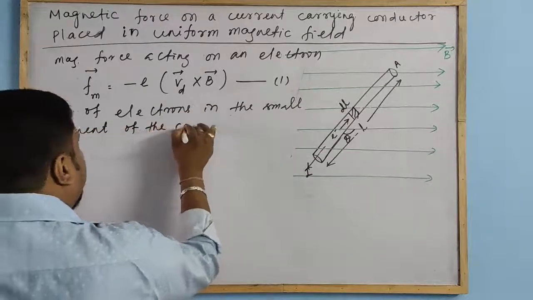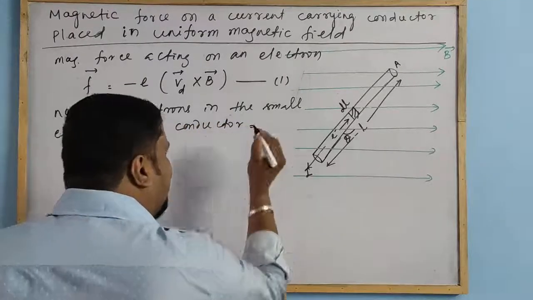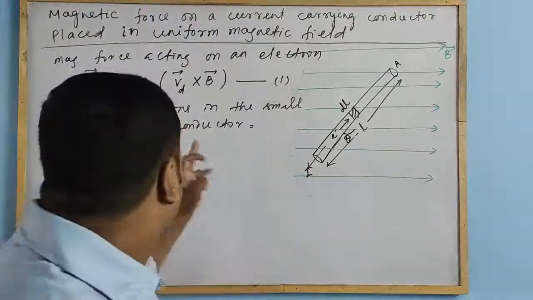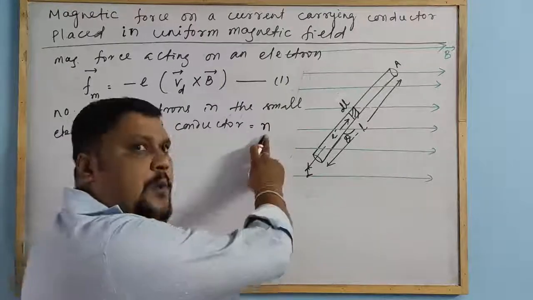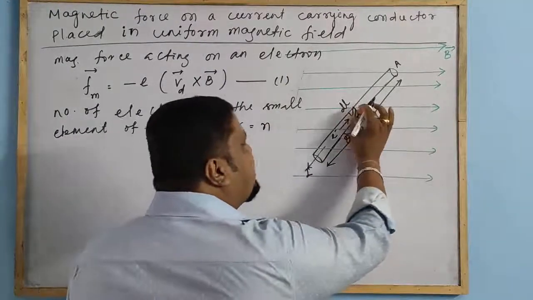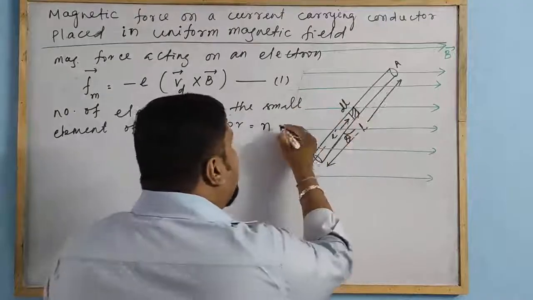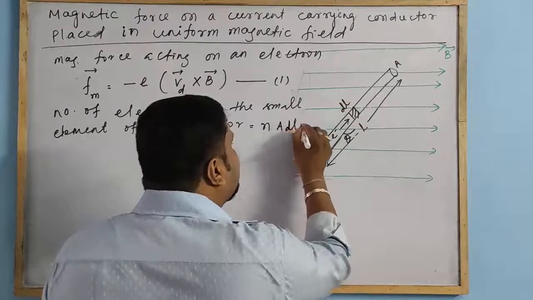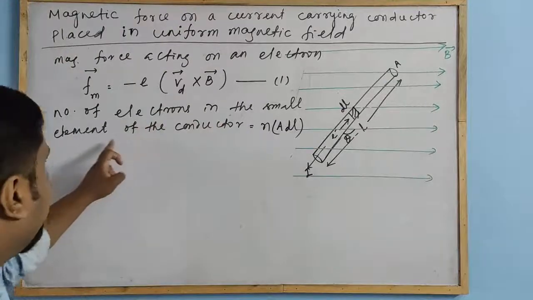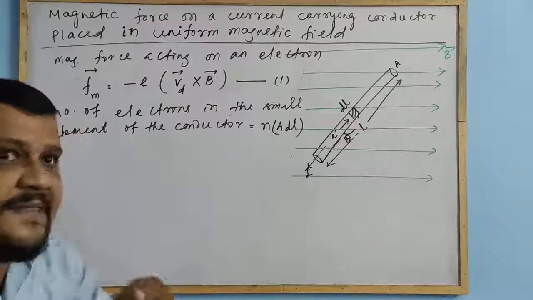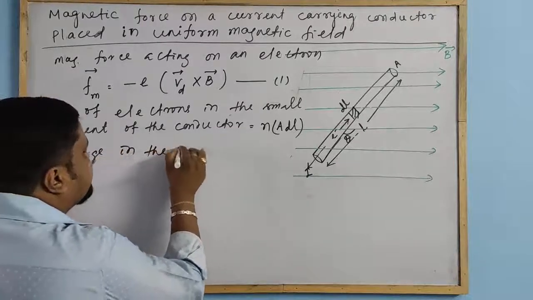of the conductor, number of electrons in the small element of the conductor is equal to, what do we write here? See, number of electrons in the small element of the conductor, it is the number of electrons per unit volume. Then what is the volume of this one? It is number of electrons per unit volume into volume of this element. Volume of this element means area into length, n A dl. Clear? Then number of electrons in a small element of the conductor, n A dl. Then charge in the small element. What is the charge in the small element?